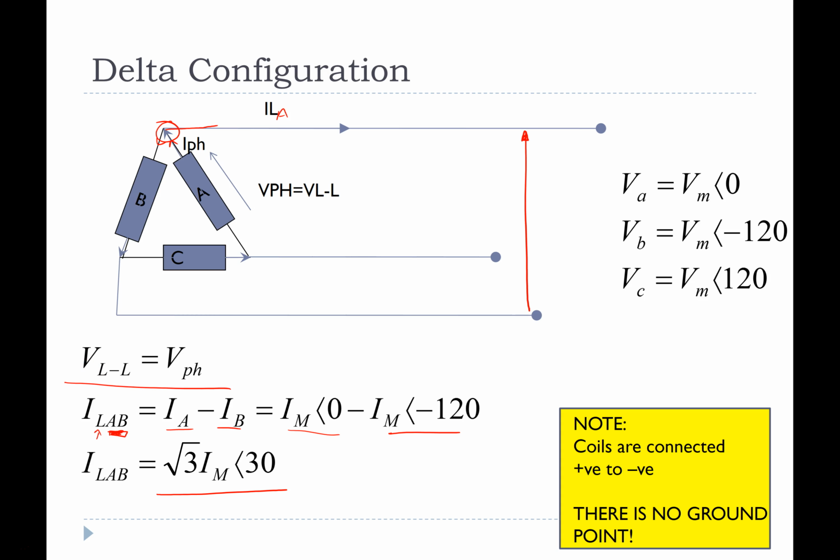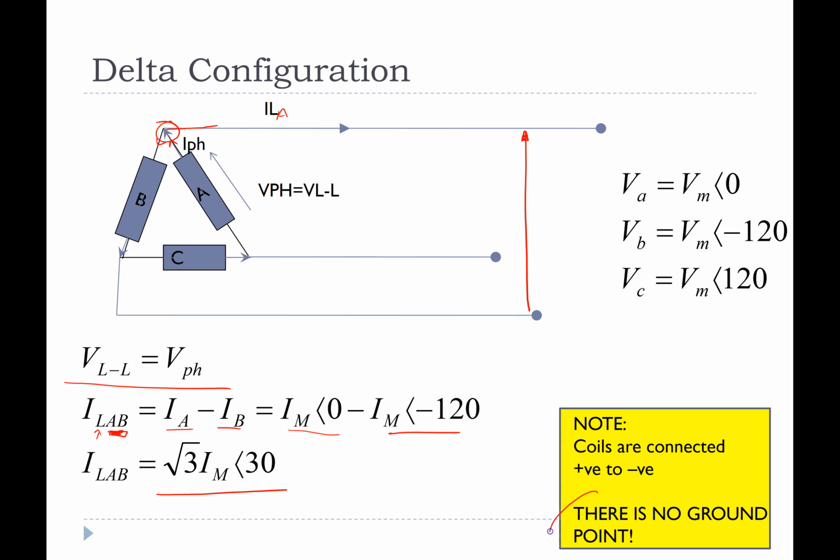So for the delta configuration, the line-to-line voltage is equal to the phase voltage. For the Y configuration, the line current is equal to the phase current, and of course the opposite is true for the currents and voltages in the reverse setting. For the delta configuration, I line is √3 I phase shifted by 30 degrees, and for the Y configuration, I line is equal to I phase.